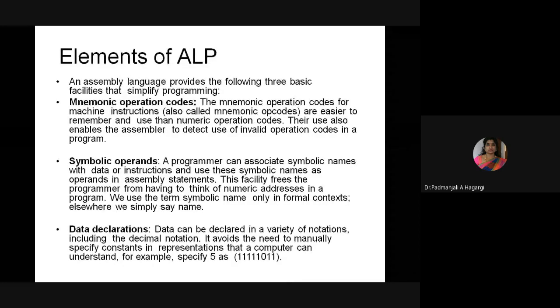What are the elements of assembly language programming? It is mnemonic operation codes, symbolic operands and data declarations. Mnemonic codes are the codes of the instructions. Symbolic operands are the operands used with the opcodes to perform the action we want. Let me read here: the programmer can associate symbolic names with data instructions and use these symbolic names as operands in assembly language statements. This facility frees the programmer from having to think of numeric addresses in the program. We use the term symbolic name only in formal context. Elsewhere, we simply say symbolic operands.